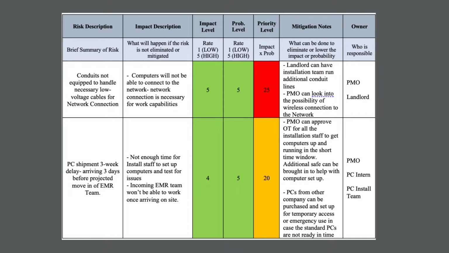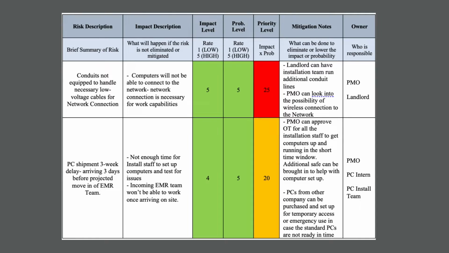And specific to our particular project, our two highest priority level situations involve the conduits not being equipped to handle necessary voltage cables, and the PC shipment being delayed. As we can see, we looked at the impact level and then the probability level, and it came up with our priority level.